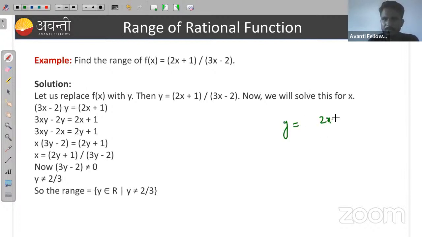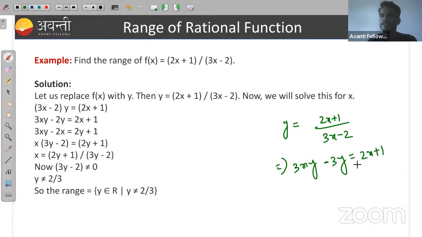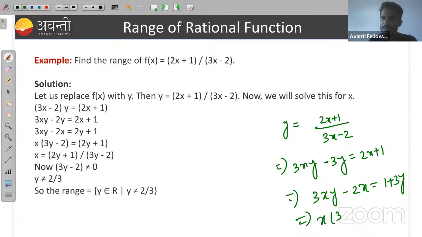Y is equal to 2x plus 1 divided by 3x minus 2. I just need to cross multiply here. 3xy minus 3y is equal to 2x plus 1. My aim is to make all the x terms one side and all the y terms one side. So I'll take 3xy minus 2x and this will be 1 plus 3y. You got it? Now I can take x common. That is x times 3y minus 2 is equal to 1 plus 3y. Okay. So x will be 1 plus 3y divided by 3y minus 2.